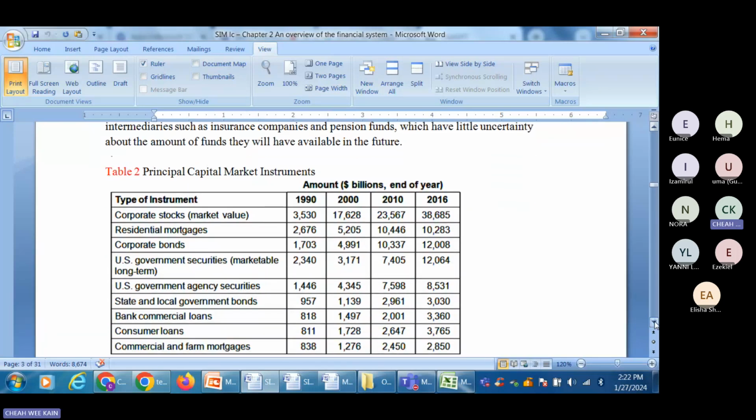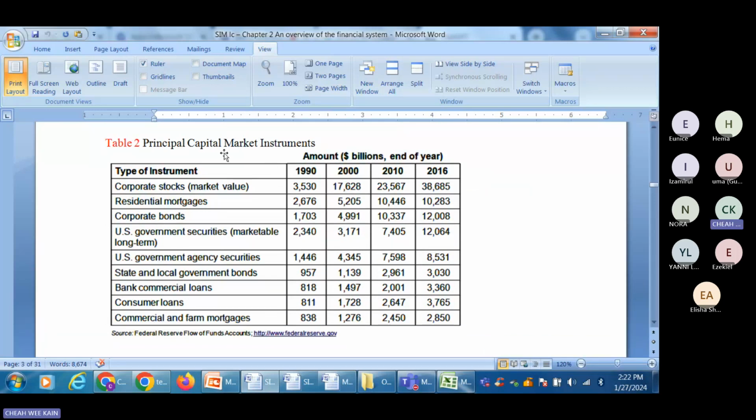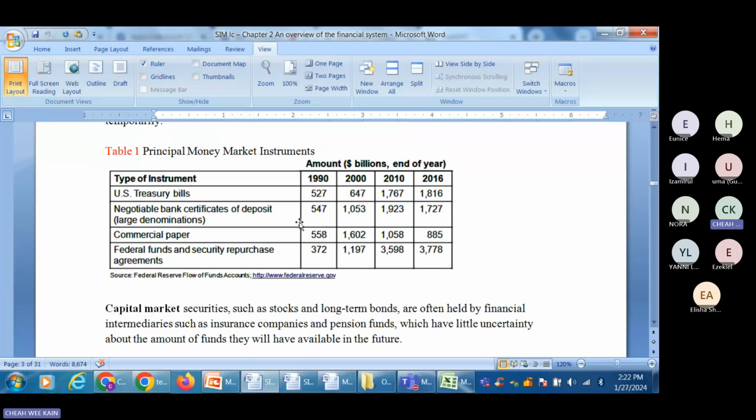Okay, I want to show this one to you. Capital market instrument. One is the money market, and the second one is capital market. Now, money market normally is short term, like 1 year. Okay, treasury bills, bonds, negotiable bank certificate deposit. What is a negotiable bank certificate?